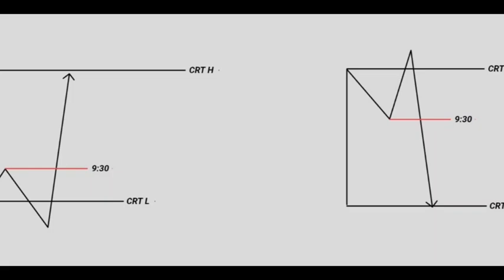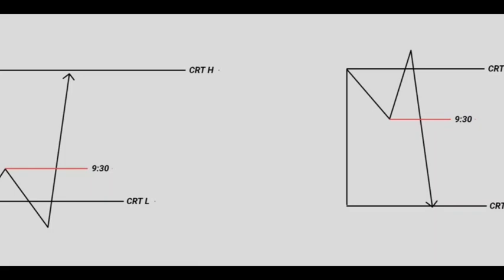So let's dive into the teaching for today. How do you trade the 9 a.m. CRT? You mark out your CRT low and your CRT high. You wait for the 9 a.m. candle to either sweep the low or sweep the high of your CRT. And you want that sweep to happen around 9:30, which is New York market open.